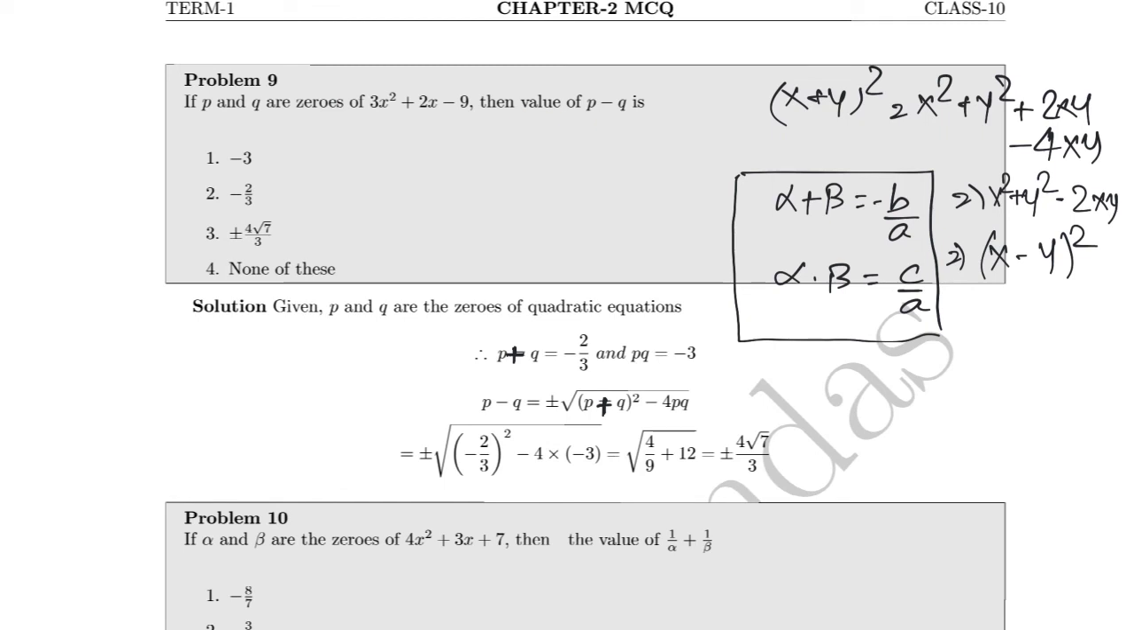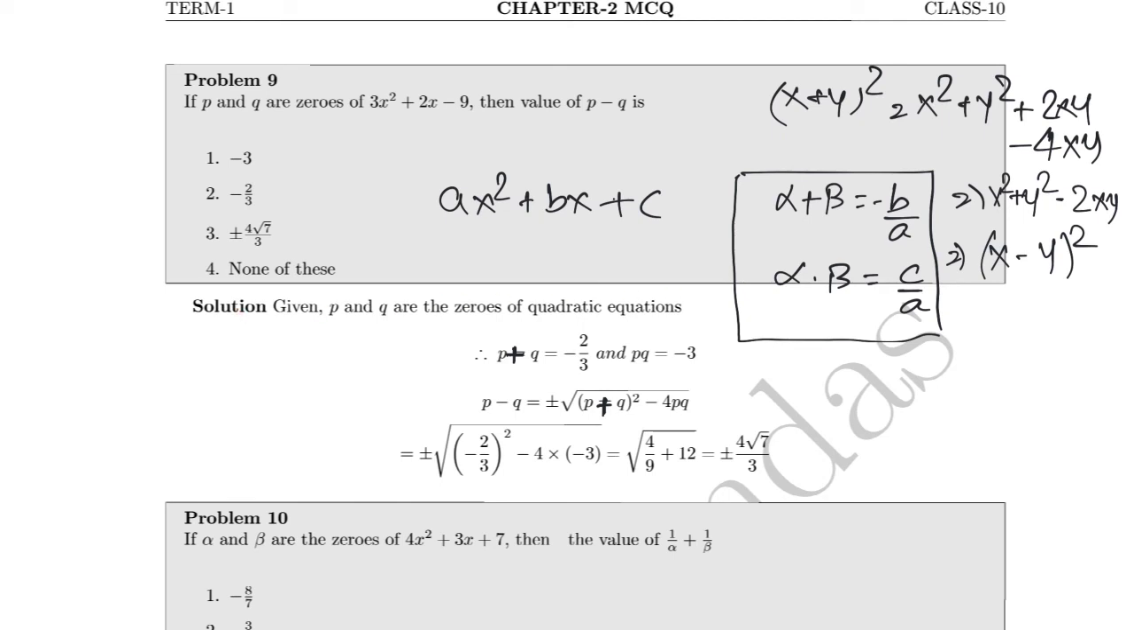Here we should know some concepts. If alpha and beta are zeros of a polynomial, then alpha plus beta is equal to minus b by a, and alpha into beta is equal to c by a. And we should know another concept, that is x plus y whole square is equal to x square plus y square plus 2xy. And if we subtract 4xy from this, we'll get x square plus y square minus 2xy, that is x minus y whole square.